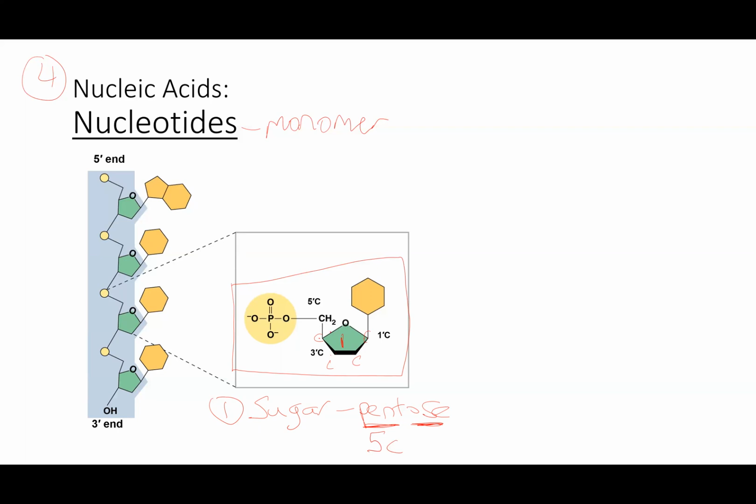You'll notice that the 5 carbons are not all in the pentagon-shaped ring. We have 1, 2, 3, 4, and then the 5th carbon is outside the ring, but it's still part of the sugar, so it's still a 5-carbon sugar. So every nucleotide has a 5-carbon pentose sugar. Second part.